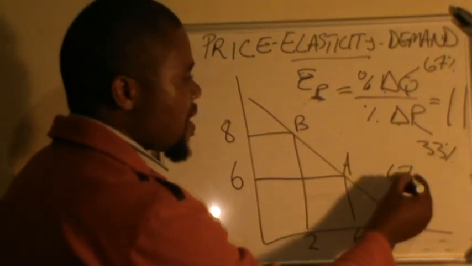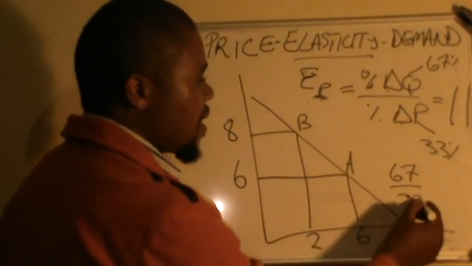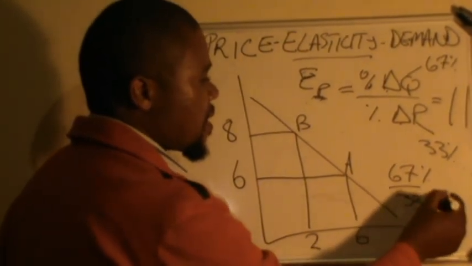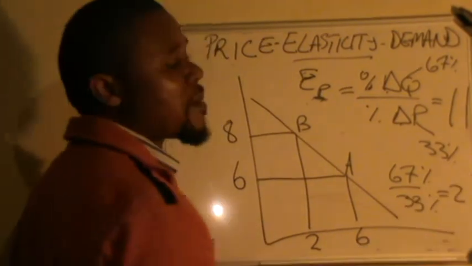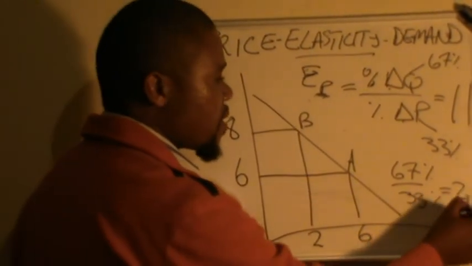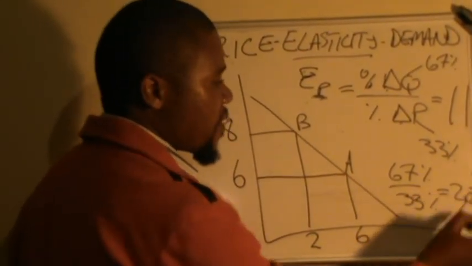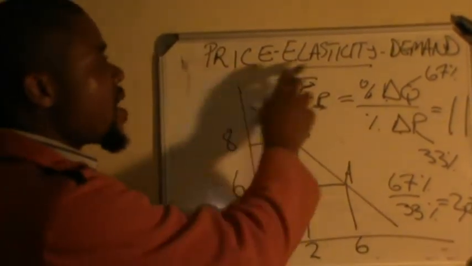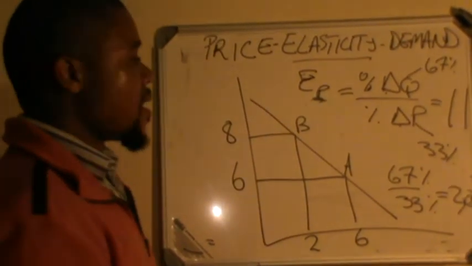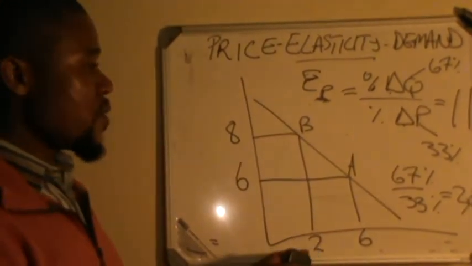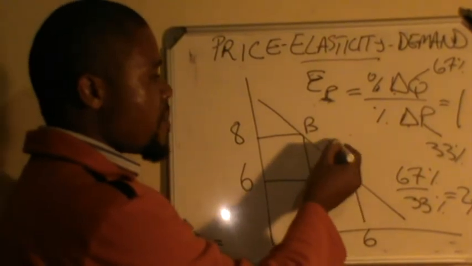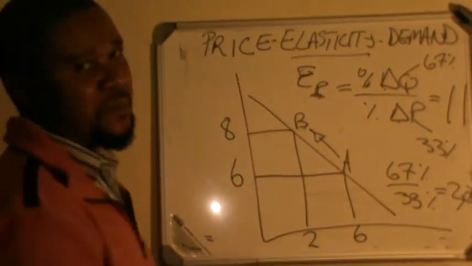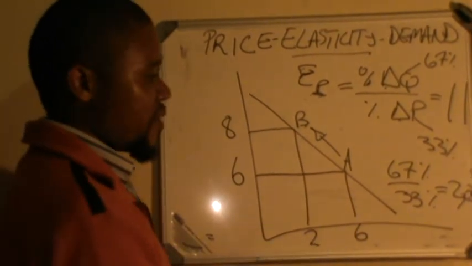So 67% divided by 33% is just above 2. So it would be 2.03. You can work it out. That's really how you work out price elasticity of demand. You'd be given these values, and you'd also be told that you are measuring this price elasticity of demand from point A to point B. And that is how you would measure it.